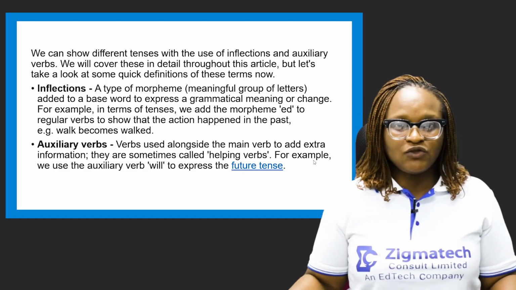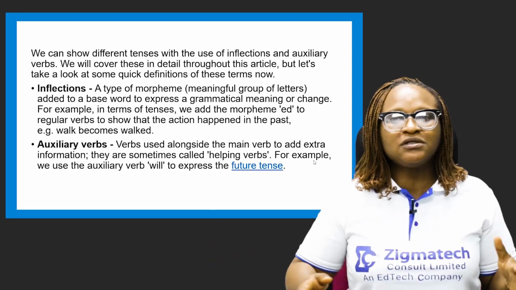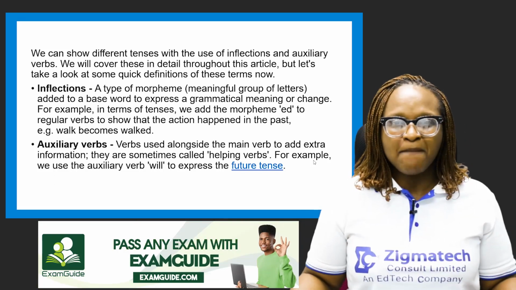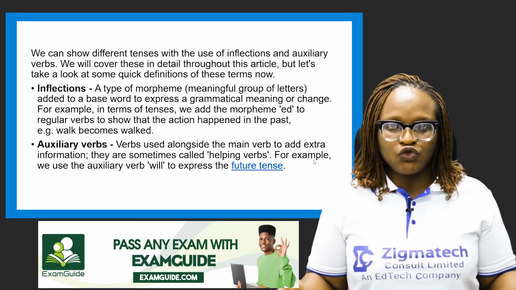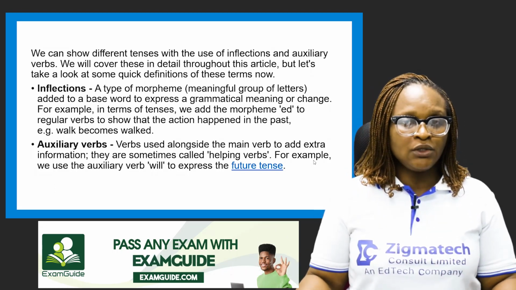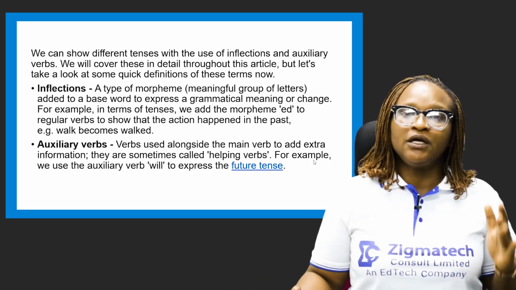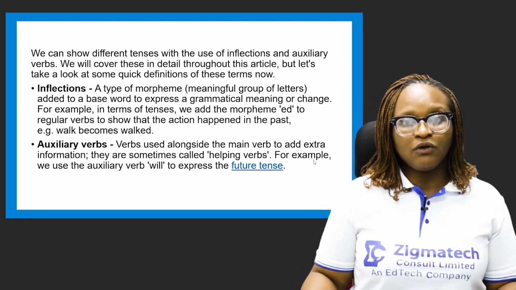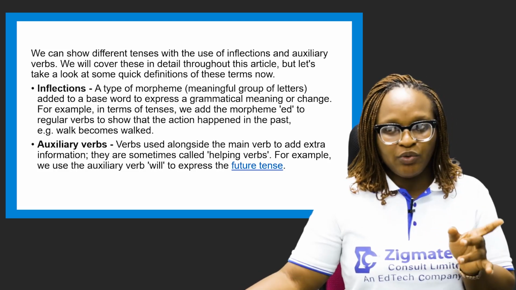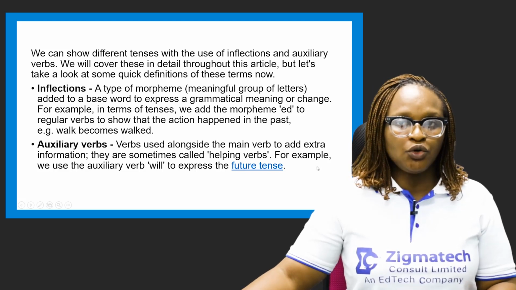But if you make a sentence, you say she, dash, singing. You did not put is or was. You just say she singing. You see that it wouldn't make any meaning. So what auxiliary verbs do is to help certain verbs that can't stand on their own to fully stand on their own. That's verbs that don't have tense. By the time you add your auxiliary verb, it will help these verbs to make sense and to have tense. So they are sometimes called helping verbs. For example, we use the auxiliary verb will to express future tense.